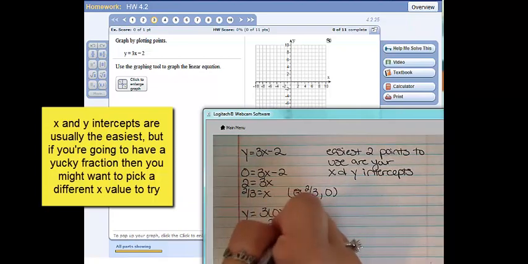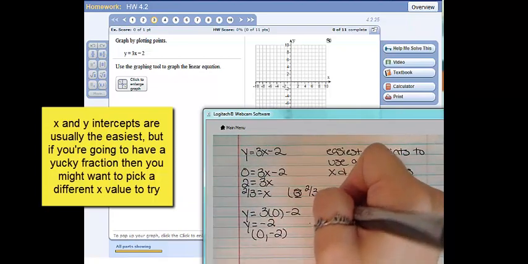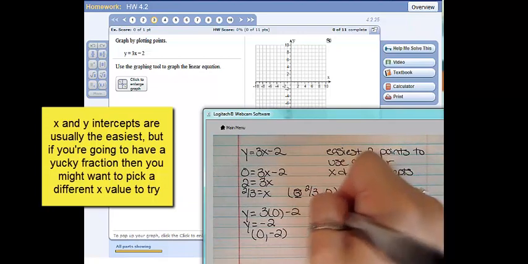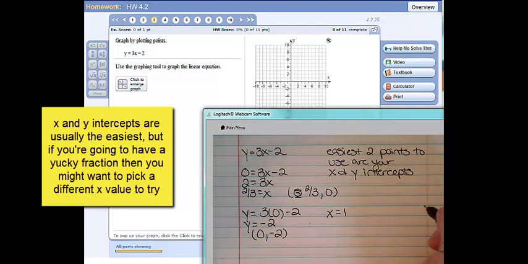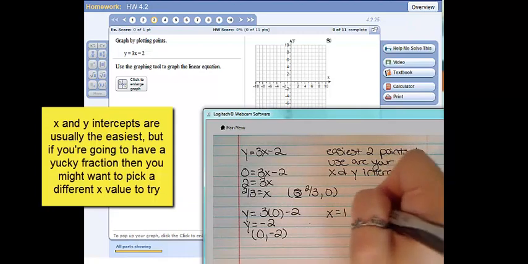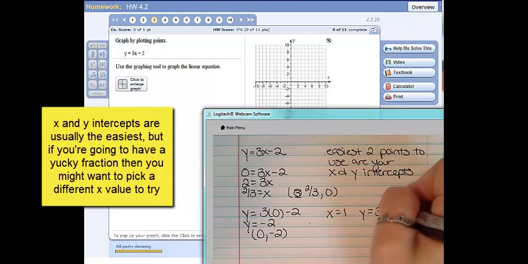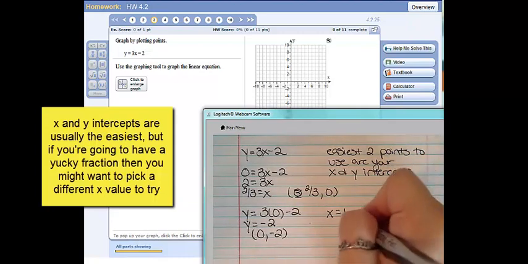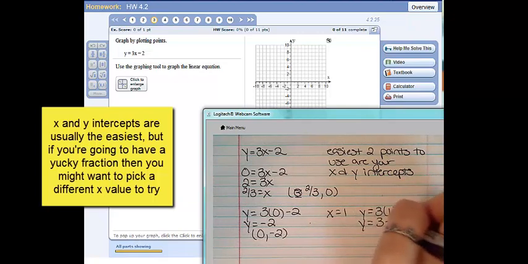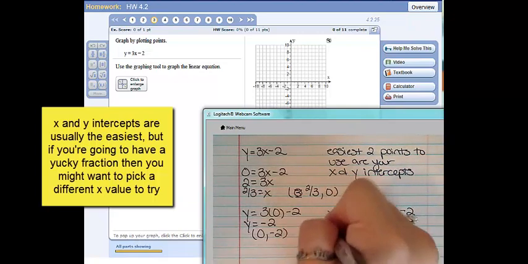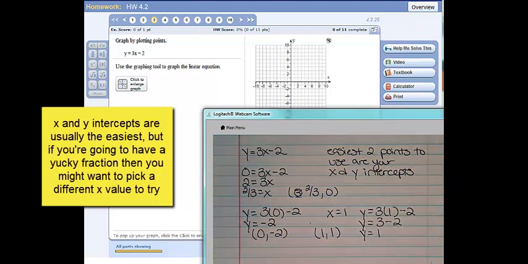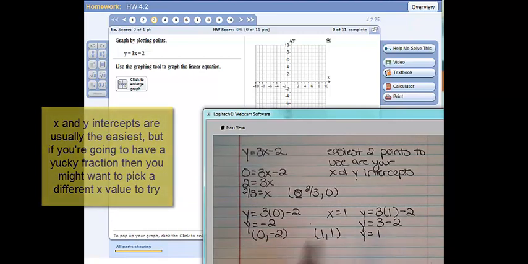And I'm going to go ahead and find out if x equaled 1, just in case I can't plot my 2/3. So y equals 3 times 1 minus 2. Y equals 3 minus 2. Y equals 1. So if x is 1, then my y is 1. And that's a nicer point. So I'm actually just going to graph these two.